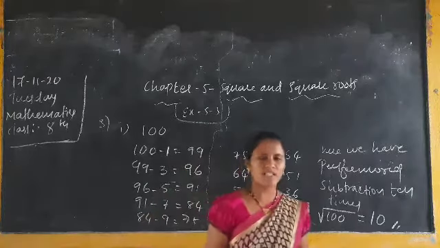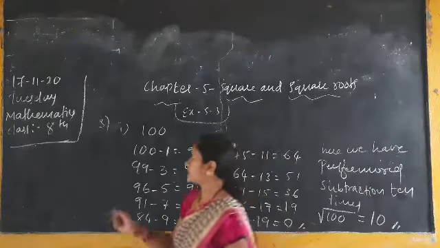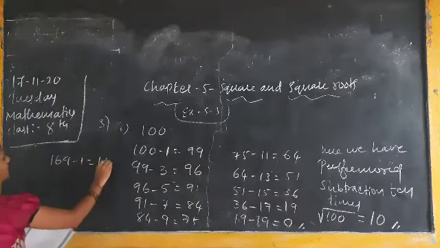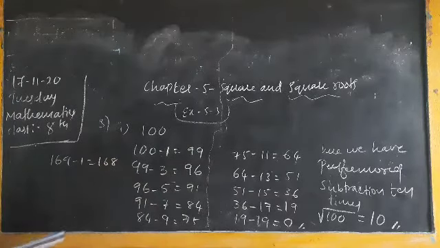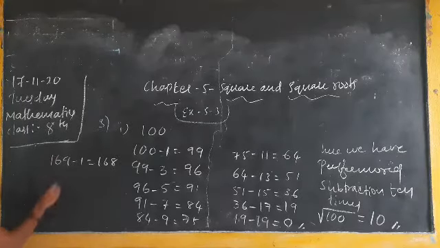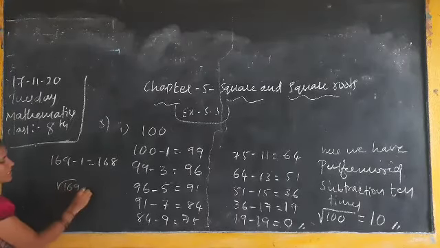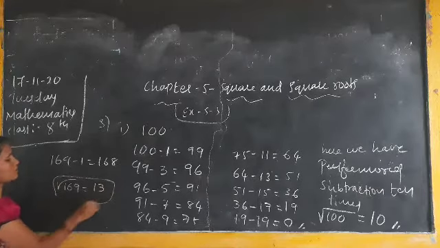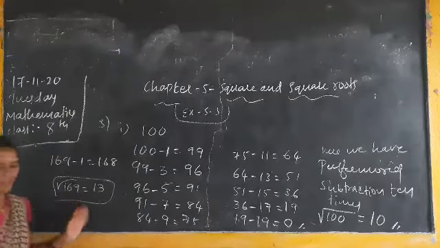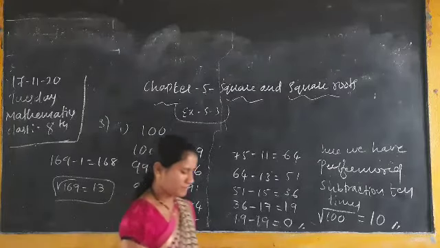Next, 169 is there. You should do 169 by the same method. 169 minus 1 gives 168. Like that you have to solve, and then count how many times you subtract. I will give the answer: the square root of 169 is equal to 13. We do this subtraction 13 times. Solve this as homework.